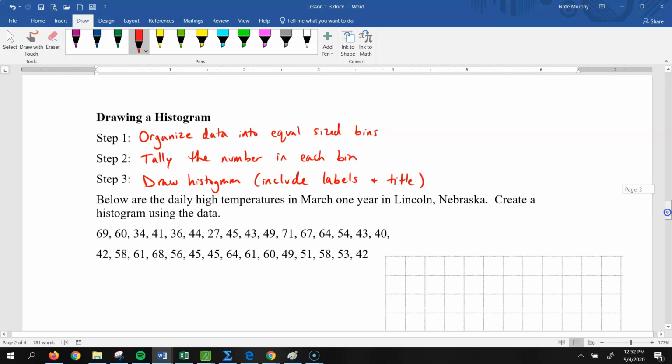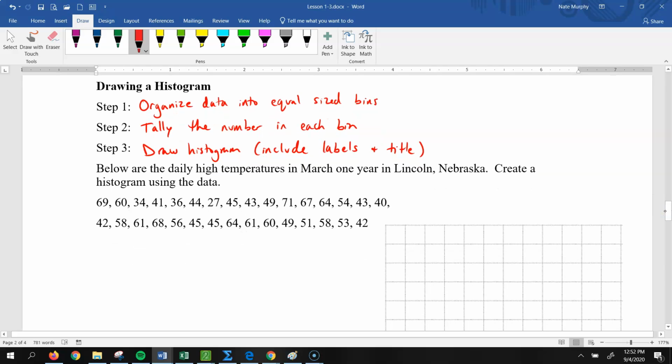All right, now what if you have to draw your own histogram? Let's talk about that. So again, we've talked a little bit about this already. But your first step is to organize the data into equal size bins. Unless they tell you, you can choose a bin size of your choice. And then after that, you're going to tally the number of items in each bin. And then you're just going to draw the histogram. And we're going to include labels and a title. So you want to make sure that you're descriptive, remember, with that.